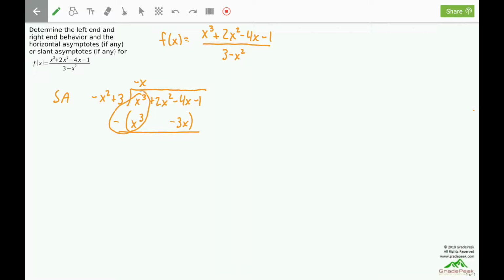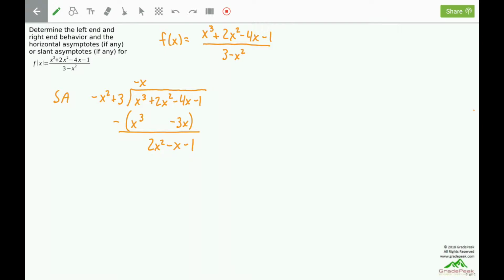X cubed minus x cubed will fully cancel. The 2x squared has nothing to subtract from it, so it will just move down. Minus 4x minus a negative 3x, which is the same thing as plus 3x, minus 4x plus 3x is negative x. And the result of negative x is put down here, and then the minus 1 can be moved down. It has nothing to subtract with.